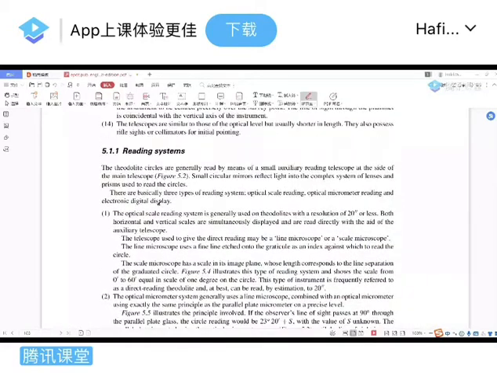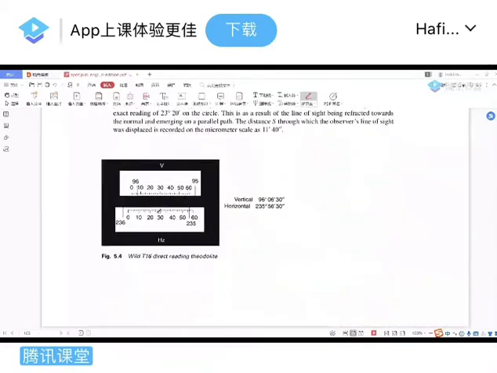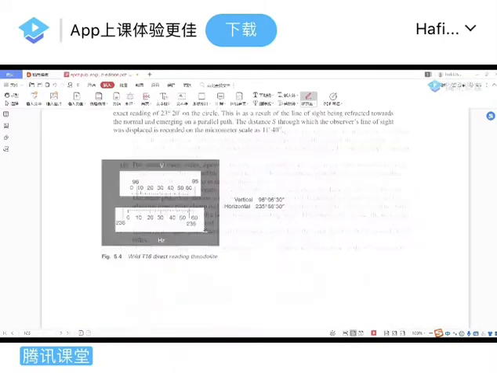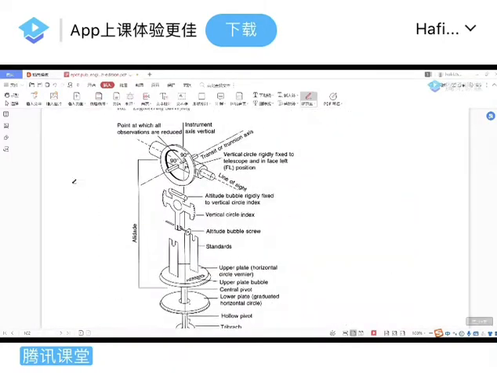Okay, let's look at the reading bit, the reading system. We just briefly look through it so you have some idea. You don't really need to know too much about them.